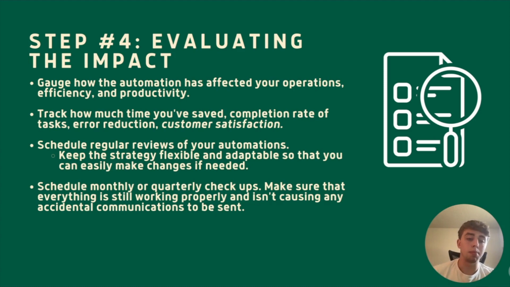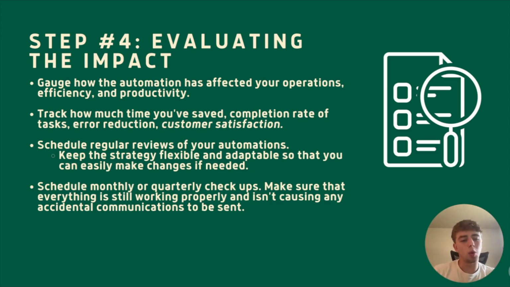One thing that I like to recommend is monthly or quarterly checkups on your automations. This just makes sure that everything is still working properly and isn't causing any accidental communications to be sent. You want to be careful with your automations that you're not overloading them, not setting up things where two redundant emails might get sent out because of one trigger that's the same.